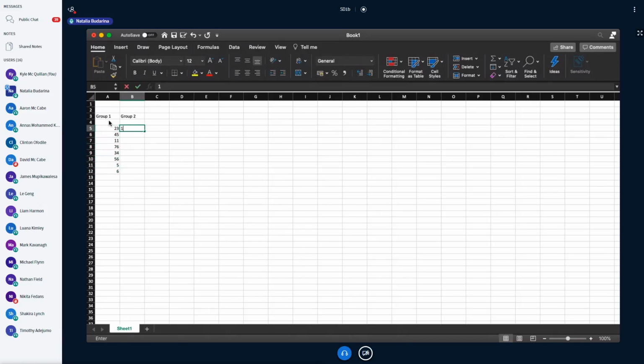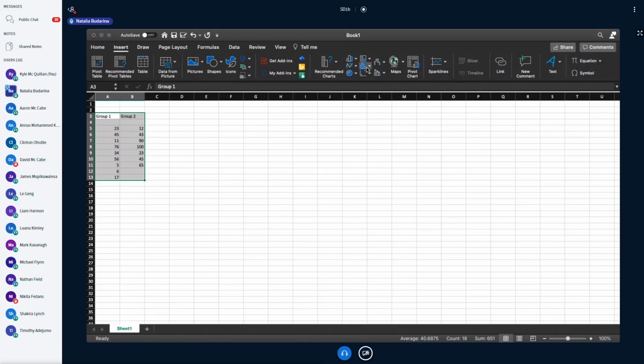No, and group 2. Okay, you can see that I have different numbers in groups 1 and 2. So I have these 2 groups. First of all, I would like to construct this box plot using these 2 groups. We color these 2 groups, go to Insert, and look for the box and whiskers chart.